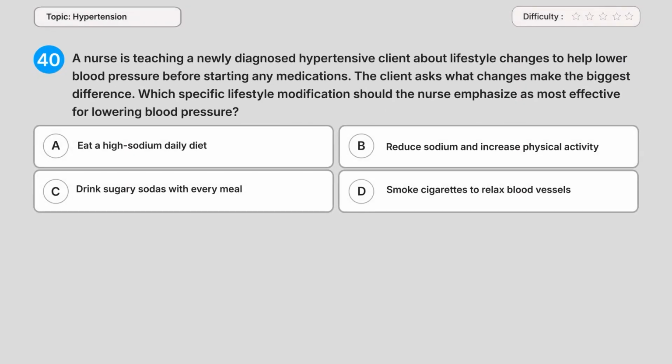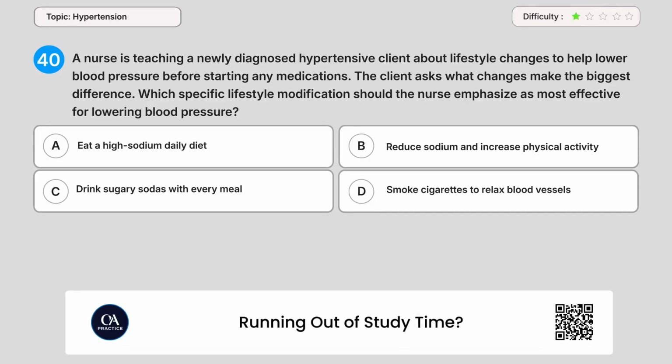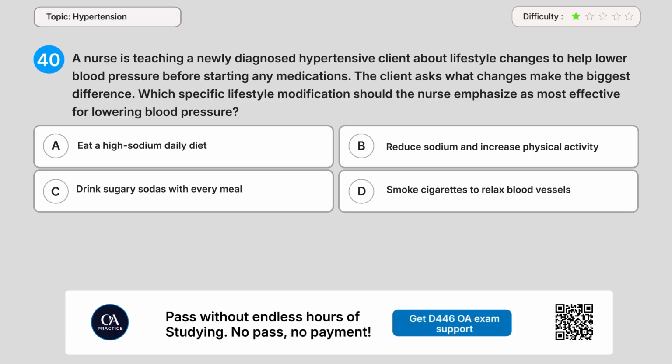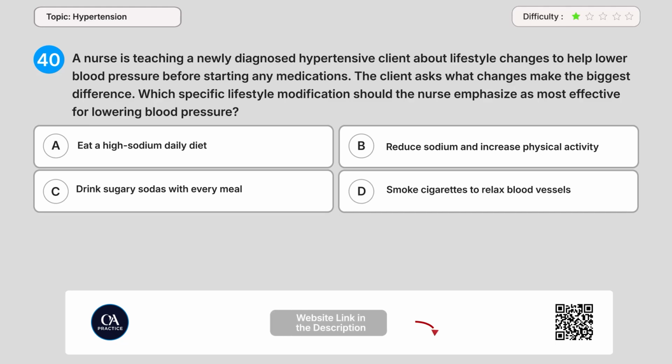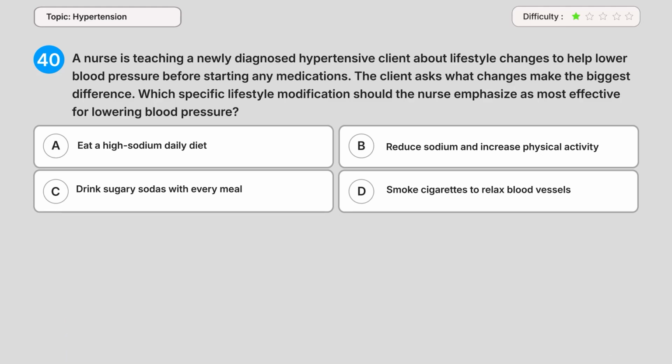40. A nurse is teaching a newly diagnosed hypertensive client about lifestyle changes to help lower blood pressure before starting any medications. The client asks what changes make the biggest difference. Which specific lifestyle modification should the nurse emphasize as most effective for lowering blood pressure? A. Eat a high-sodium daily diet. B. Reduce sodium and increase physical activity. C. Drink sugary sodas with every meal. D. Smoke cigarettes to relax blood vessels.